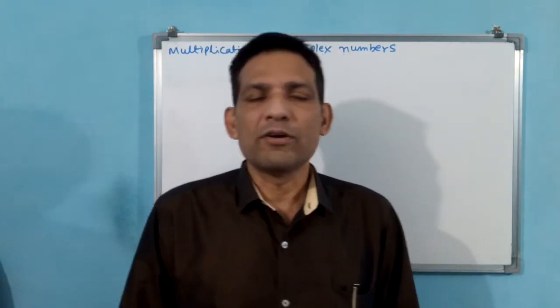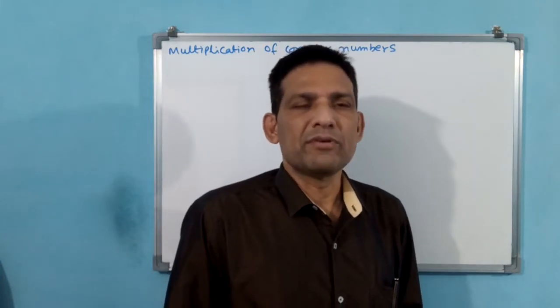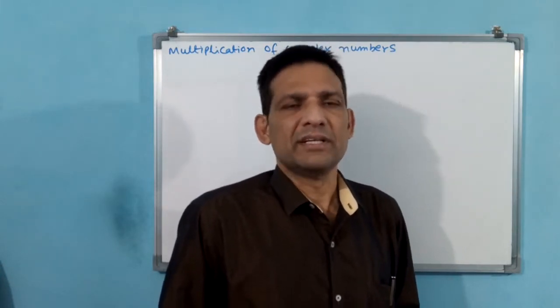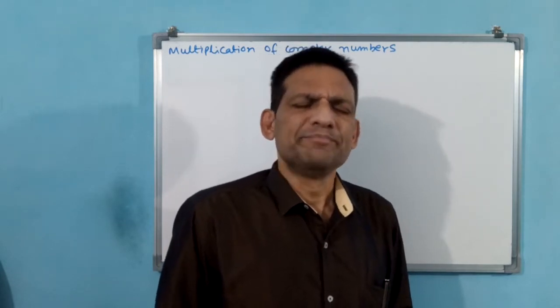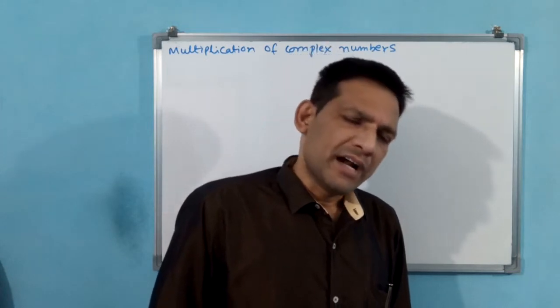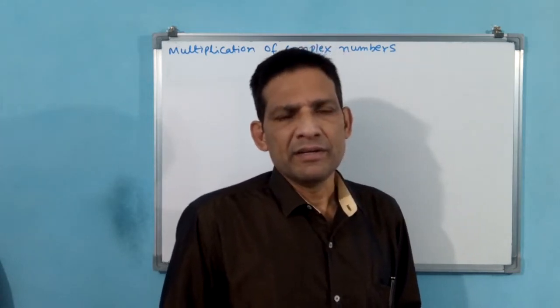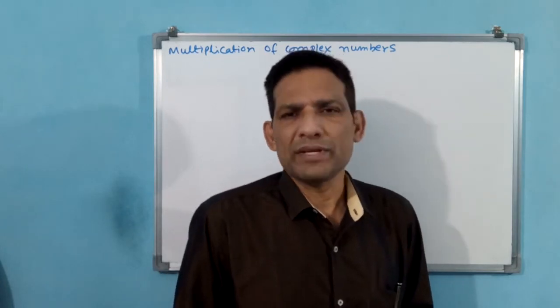So how to add complex numbers? The resultant will again be a complex number only. The resultant number of addition. And we have seen some properties also: closure law, commutative law, associative law, additive identity, and additive inverse. Afterwards, we saw the difference of complex numbers also.